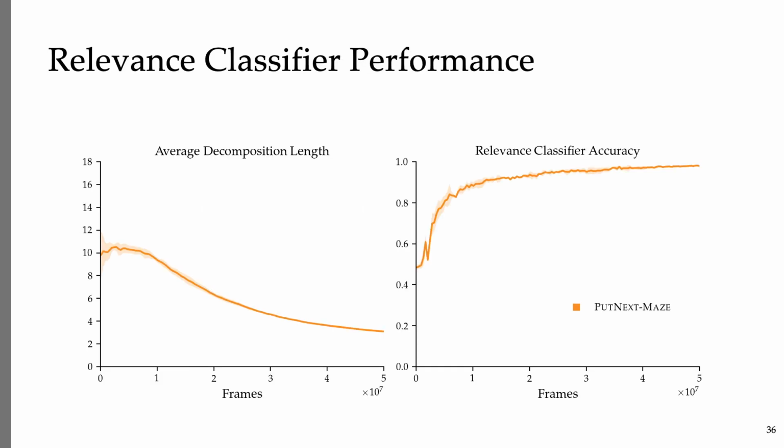We can do further analysis on the online relevance dataset and classifier to get transparency into Ella. First, let's look at the put next task. Over an RL run, decompositions in the relevance dataset get more targeted, as we see in the graph on the left, and the classifier becomes very accurate, as we see on the right. This occurs as the policy improves in terms of average return.